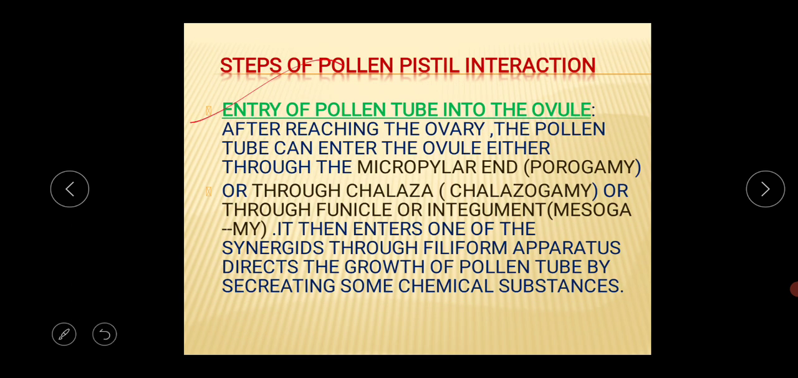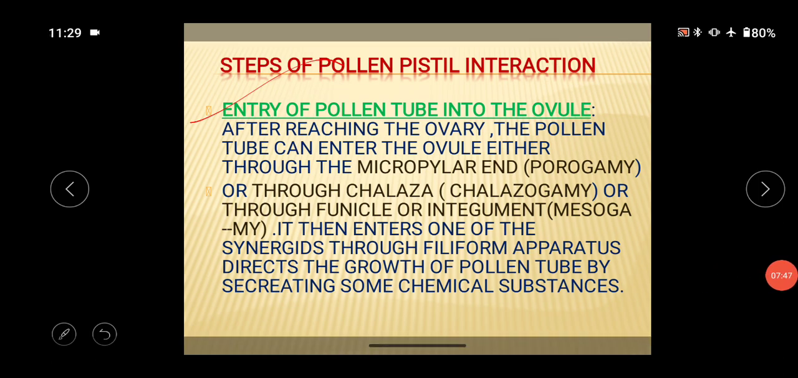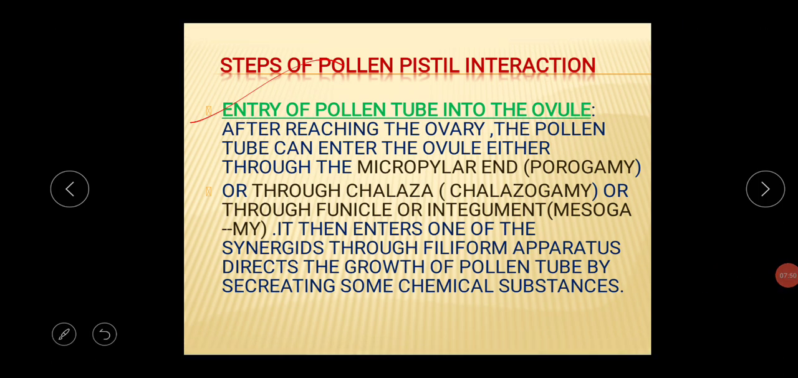Next step is the entry of the pollen tube into the ovule. After reaching the ovary, the pollen tube can enter the ovule either through the micropylar end, that's called porogamy, or through the chalaza, that's called chalazogamy, or through the funicle or integument, that's called mesogamy. I am repeating again that after reaching the ovary, the pollen tube can enter the ovule through the micropylar end. I think all of you know that at the tip there is a small pore, that's called the micropylar end.